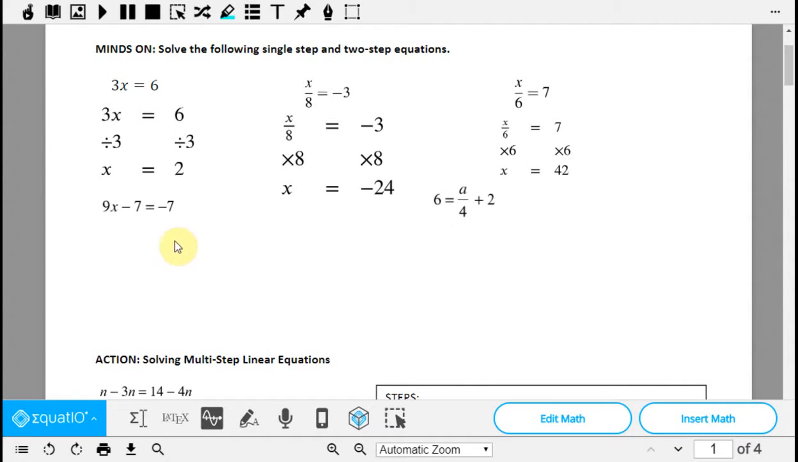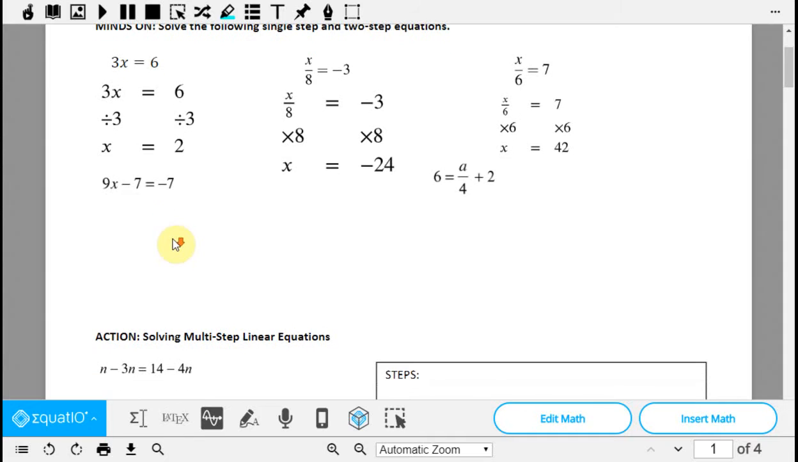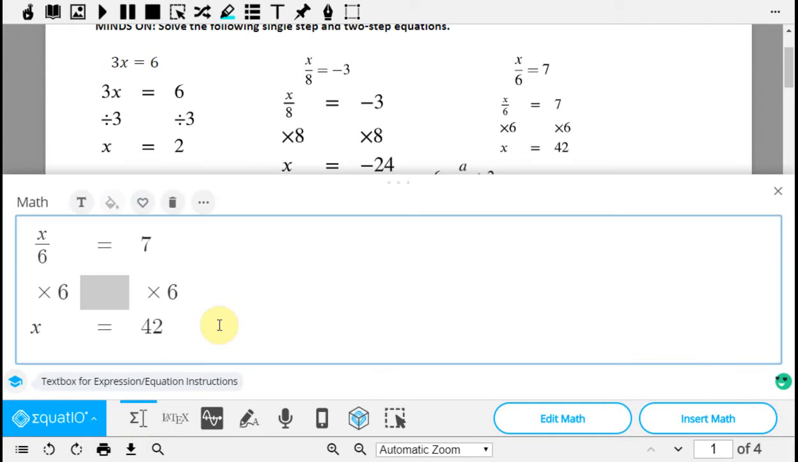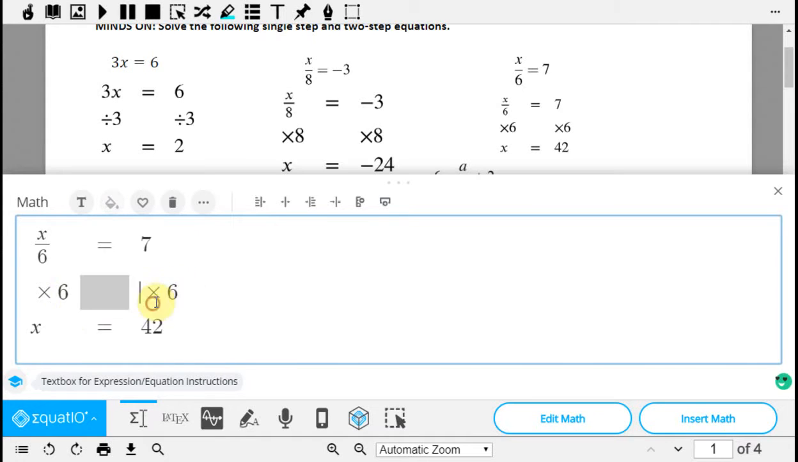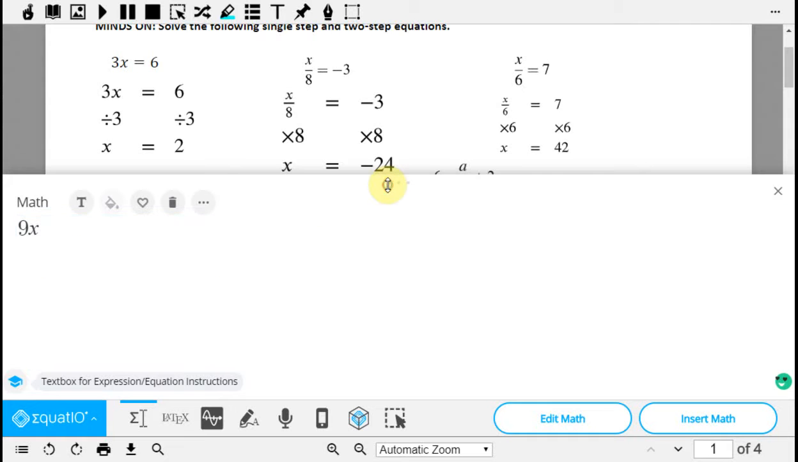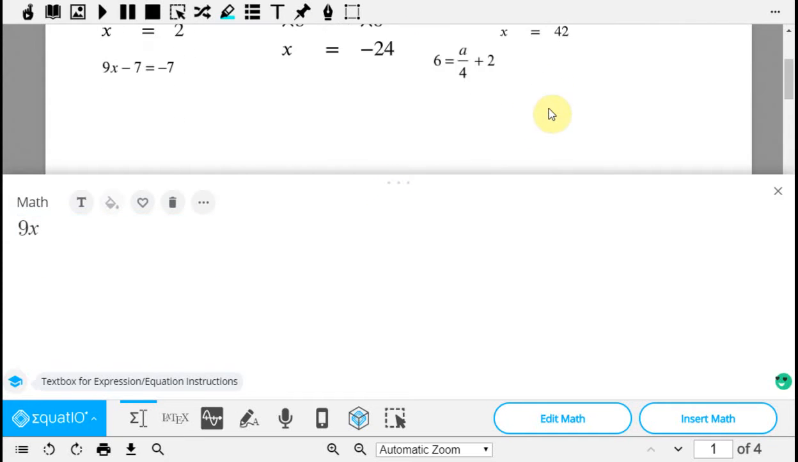Now there's these two multi-step questions down below. So looking at the first one, 9x minus 7.